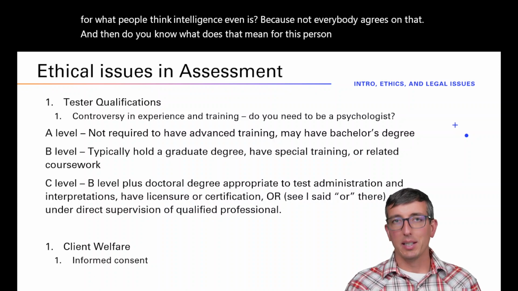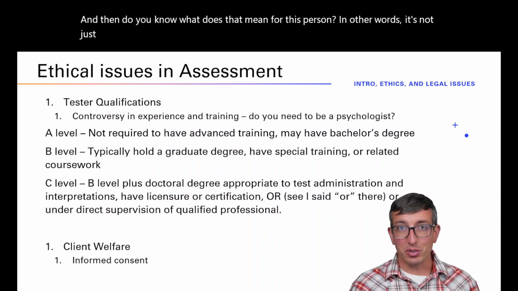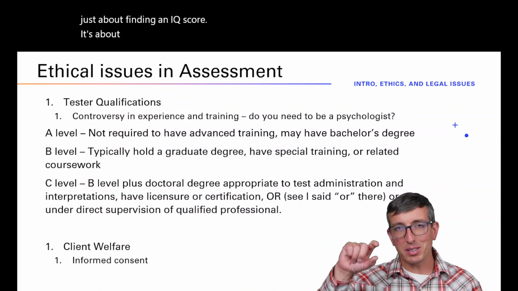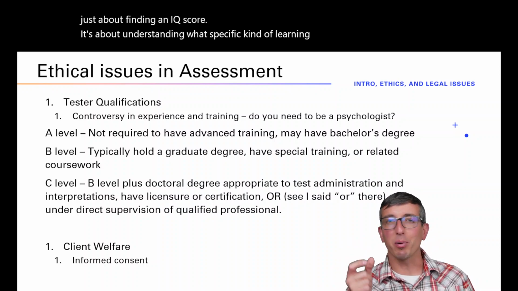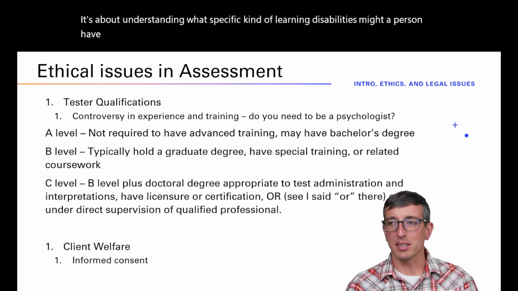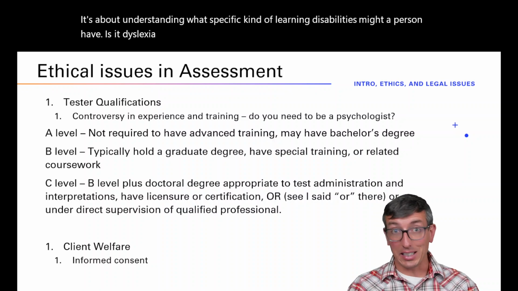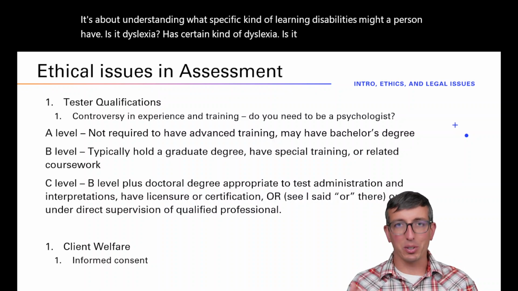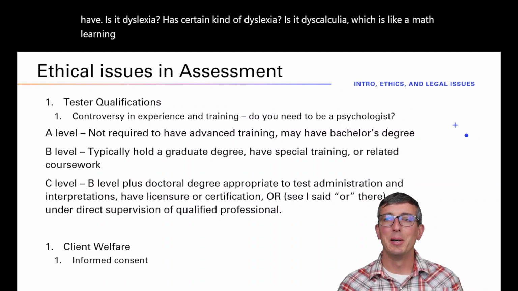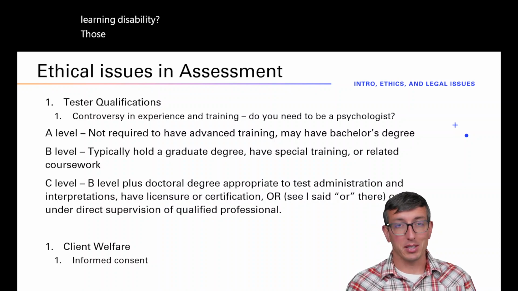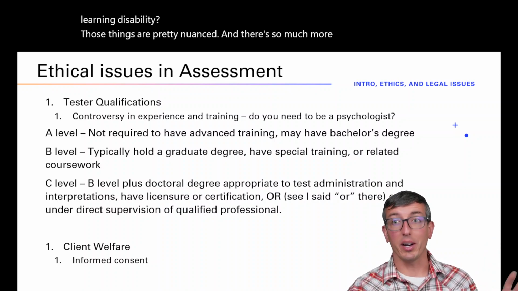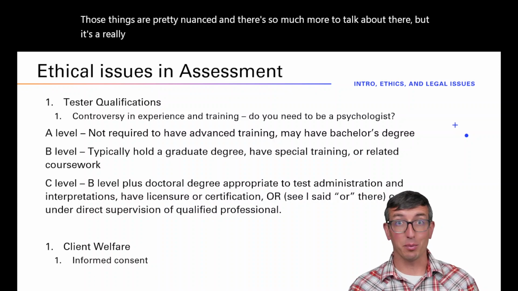In other words, it's not just about finding an IQ score, it's about understanding what specific kind of learning disabilities a person might have. Is it dyslexia, a certain kind of dyslexia? Is it dyscalculia, which is like a math learning disability? Those things are pretty nuanced, and there's so much more to talk about there. But it's a really complicated test that requires practice.